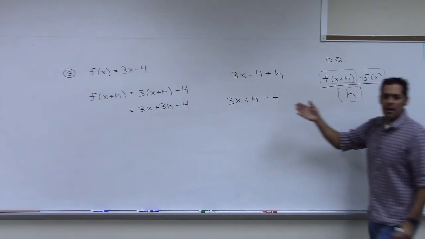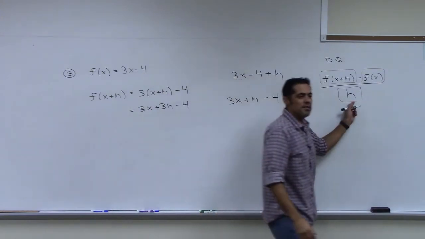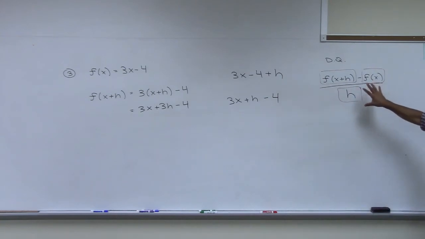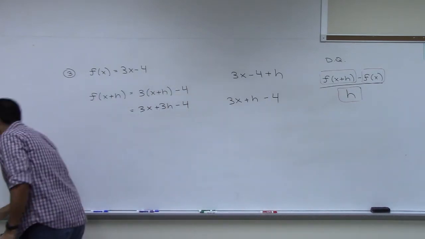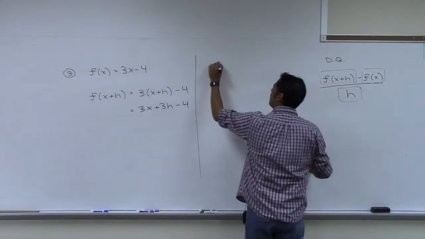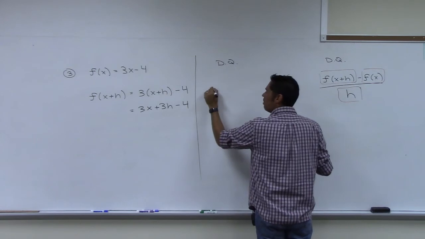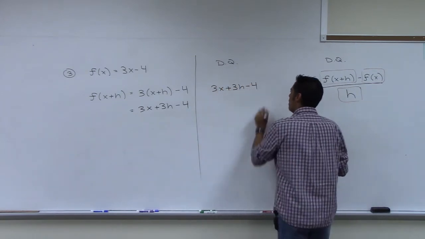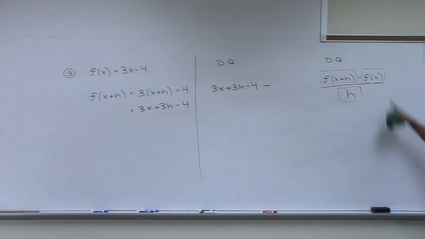That's just given to me, right? So I already know what f of x is. It's this. And then h will always be h. So I'm ready to just put it all together now into this. So my difference quotient will be, this is f of x plus h, so 3x plus 3h minus 4 minus, now what do I subtract from that? 3x minus 4, f of x.